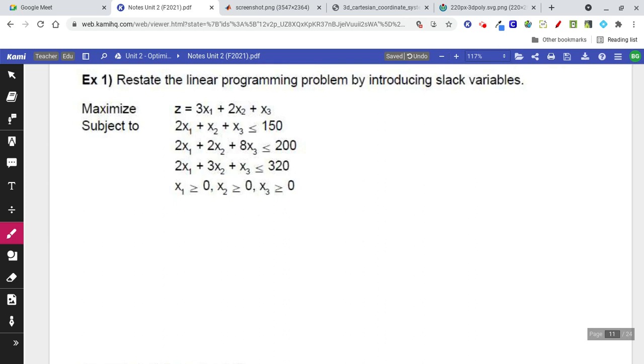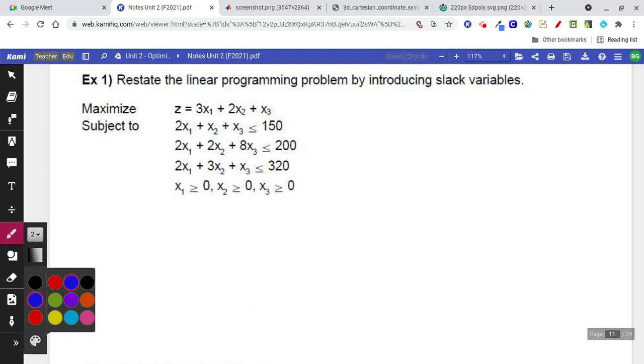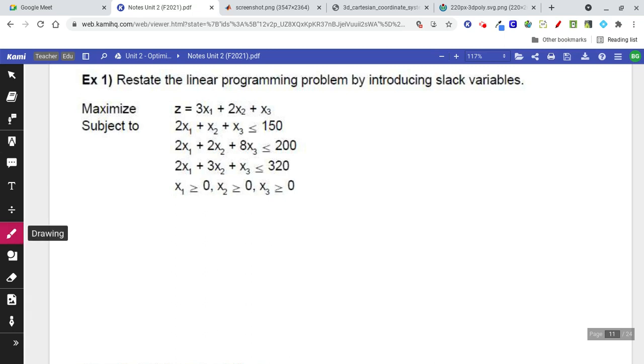Number 1, restate the problem by introducing slack variables. Okay, so all we want to do is take the main inequalities, the main ones, and put in a slack variable. Now, you've got 3 inequalities, and we can't have the same variable for each inequality. It's going to have to be a different one. So we're just going to call it slack 1, slack 2, and slack 3.